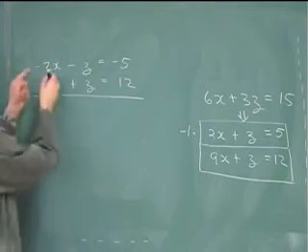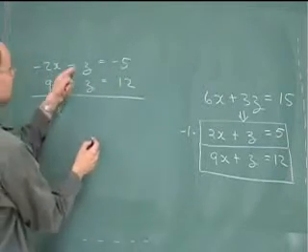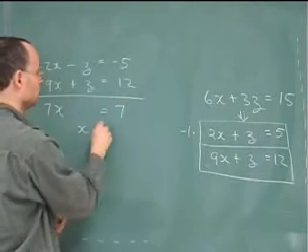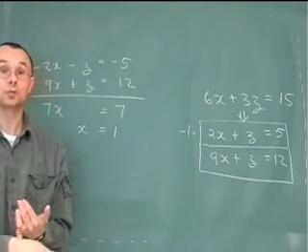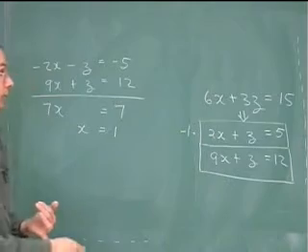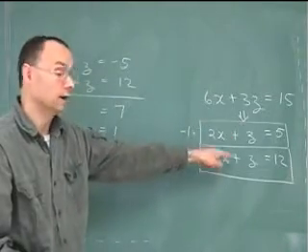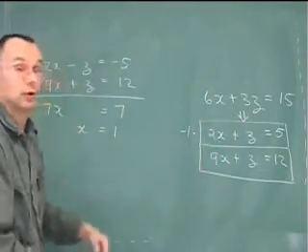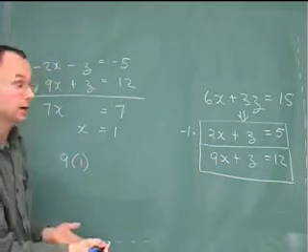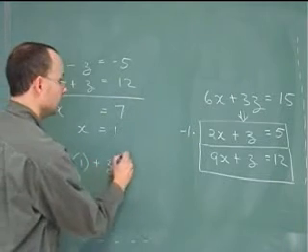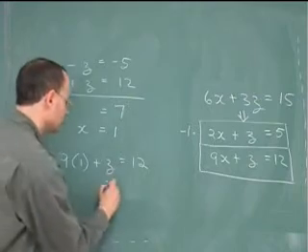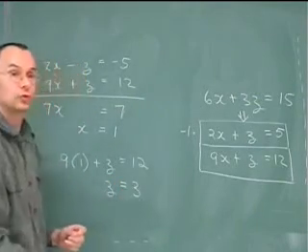I add them together, that gives me 7x's. These cancel, and this becomes 7, so it turns out x is 1. So now I have one of my variables figured out. The other variable, the z, would be very easy to get from one of these two equations here. Perhaps I'll use the bottom equation, so I now have 9 times x, well x is 1, plus z has to equal 12. So I take 9 away from both sides, turns out z is 3.